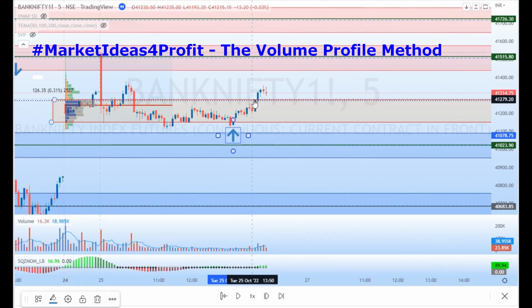Or the other way around would be to let the Bank Nifty prices move and place a trailing stop loss on this level, which was the value area high, and let the market continue. Now let's see what happened after that. So this is one trade. We got 120 points out of this trade.